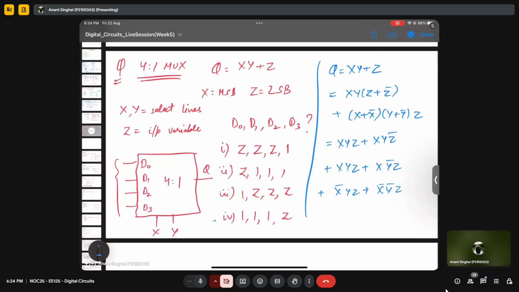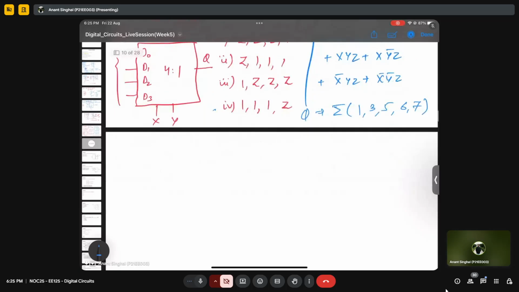Which is nothing but summation of 0 0 1, that is 1, then 0 1 1, which is 3, and 1 0 1, which is 5, and 1 1 0, which is 6, and these two are common, 7. So this is what Q actually is, right? Now the method to do that is step 2: draw a table or a K map between input and select lines.